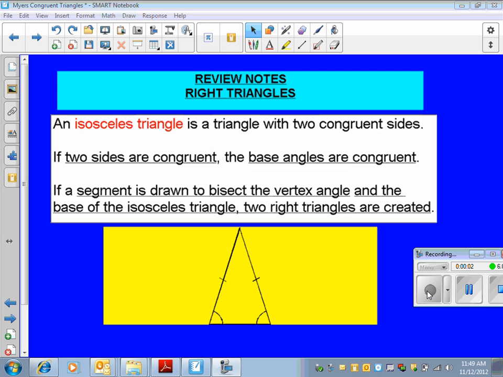Okay, welcome back, Mathmyers. We're still on Unit 4. This time we're just going to review everything that could possibly show up on the test about triangles, okay?